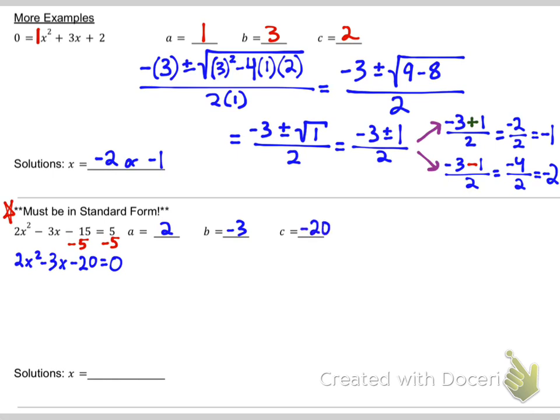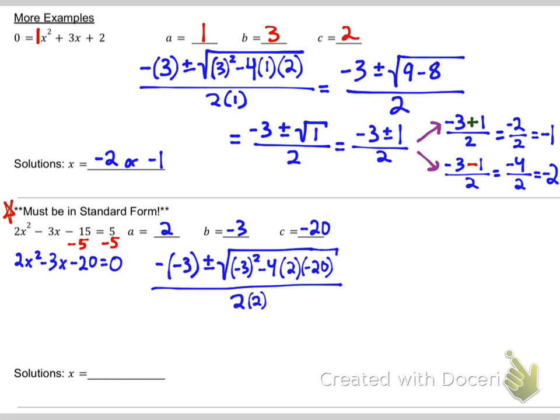Now this is where it gets really important that we put these in parentheses, because as you're going to see, that first thing, negative B, is actually the opposite of negative 3. It's very easy to forget both of those negatives if you do not write the parentheses. One of the negatives comes from the formula, the other negative comes from B. So plus or minus the square root of b squared minus 4ac all over 2 times a.